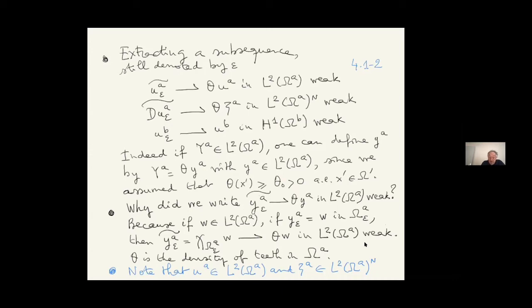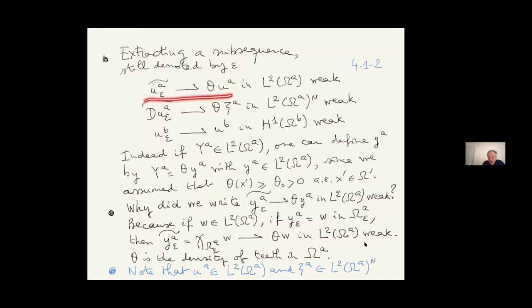Okay, why do that? Why denote by theta u_a the limit of u_a epsilon twiddle? There is a good reason for that. Let me consider a function w in L2 of omega_a and define y_a epsilon as w in omega_a epsilon. So this is the restriction to omega_a epsilon of this function w, which is in L2 of omega_a. In other words, y_a epsilon twiddle is exactly the characteristic function of omega_a epsilon multiplied by w. And this function converges to theta w weakly in L2 of omega_a.